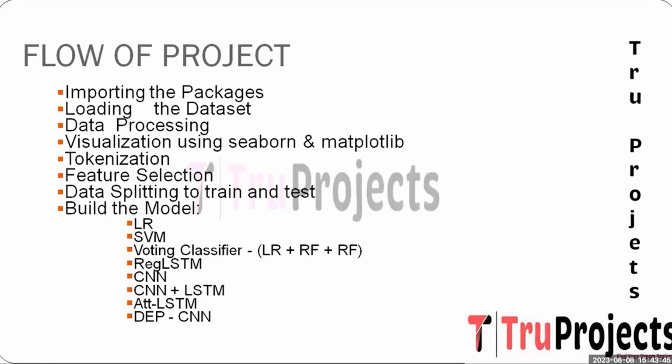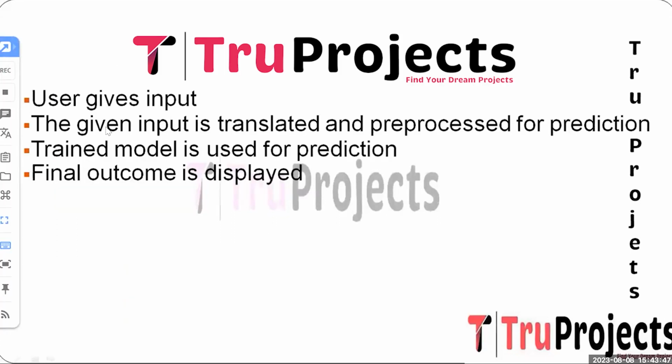And the next one is user gives the input. User input is facilitated through the Flask web-based interface, allowing the user to enter the text for classification. And the next one is the given input is translated and pre-processed for prediction. The user input is translated into a format compatible with the model, undergoing tokenization and other pre-processing steps just like the training data.